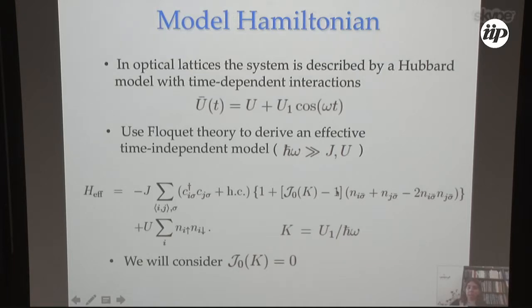And everything is being tuned here by this term. You can immediately see from here that if this J naught of K, which is this Bessel function, is 1, then 1 minus 1 is 0, everything disappears, and I get back to the bare Hubbard model.